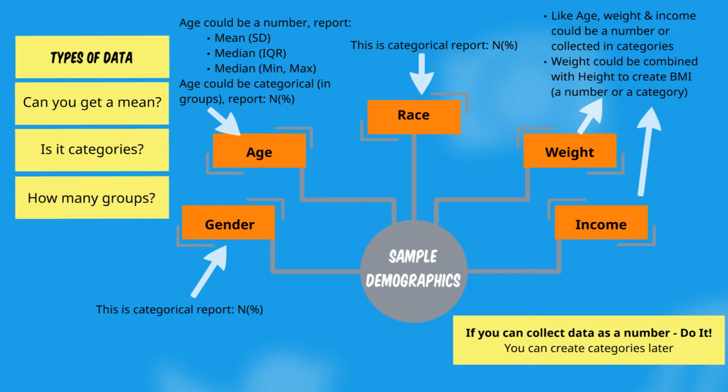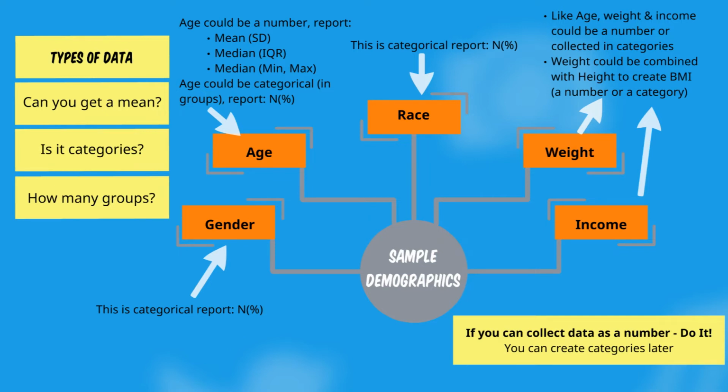Income level, similar to age and weight. You could ask somebody for their precise amount of income, but often people check a box for income. When they check a box that indicates that they make less than $50,000 a year, $51,000 to $60,000, you cannot capture or create a mean from that. That would be an N and percent reporting.